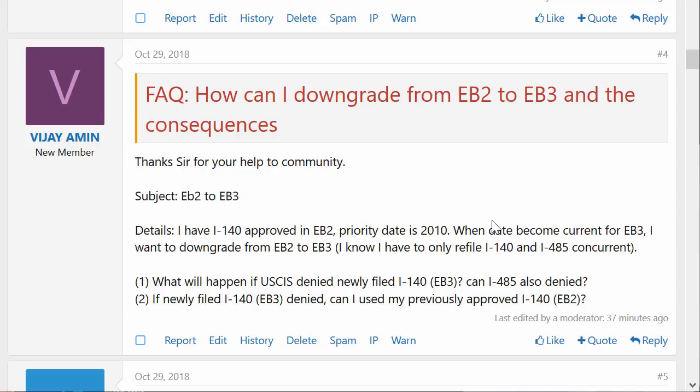If the second EB3 filing, after EB2 you did an EB3 filing, gets denied, it should not have any impact on the already approved I-140 unless the second filing reveals some problem with the case that was not addressed earlier. One example is if your degree was not finished when you filed the PERM application, or you didn't have documentation of experience. Something like that can occur.